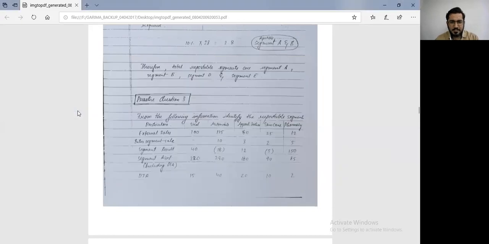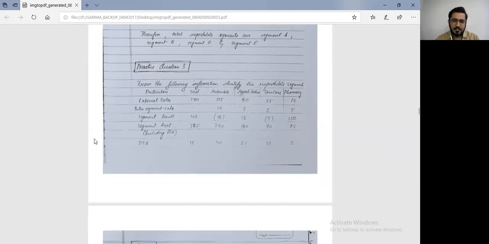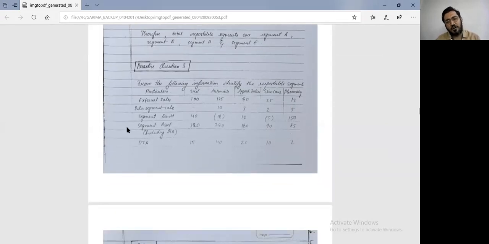Practice question 3 says, from the following information, identify the reportable segments. What do you have to do? You have to identify the reportable segments. How many segments are given? 5 segments: steel, automobile, apparel fashion, skincare and pharmacy. You have external sales of 100, 125, 80, 25 and 12. You have inter-segment sales of 10, 3, 2 and 5.